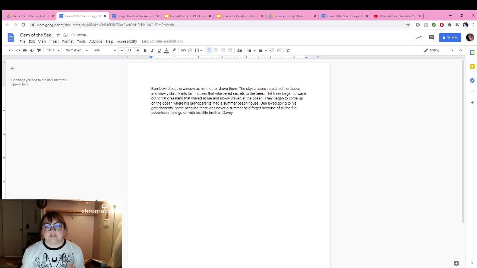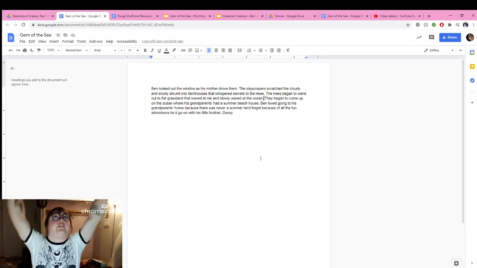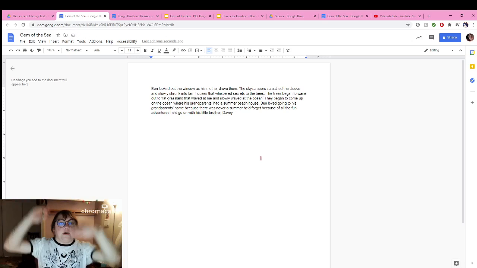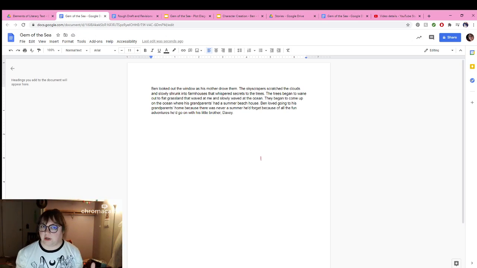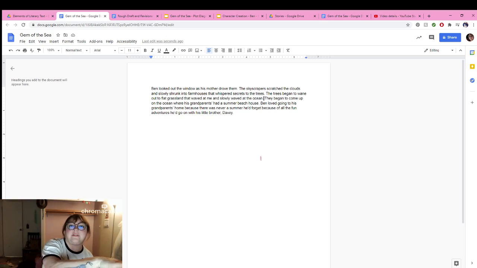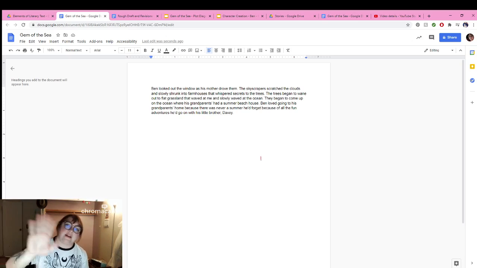So instead of saying my mother drove me from the city to the ocean, I used a lot of personification here. The skyscrapers scratch the clouds because they're so tall. But they slowly shrunk into farmhouses, which are not as tall as skyscrapers, that are the same height as a tree, so they would whisper secrets into the tree's ears. And the trees began to wane out because the trees started to grow even flatter, and they turned into flat grassland that waved because the wind's waving at the ocean. I don't know if you've ever been there, but the ocean's usually windy. Waved at the ocean. So now we know that we're at the ocean.